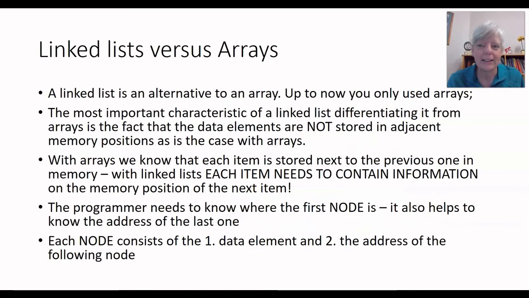Okay, that's it. Now let's brag with what you know, by summarizing. A linked list is an alternative to an array. Up to now, you only used arrays. What is the differentiating characteristic? An array is stored adjacent, and a linked list is not adjacent.